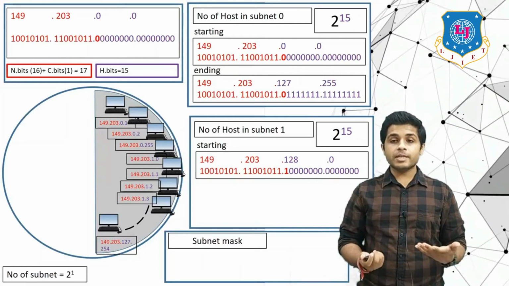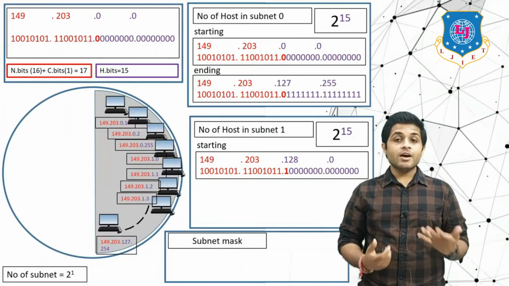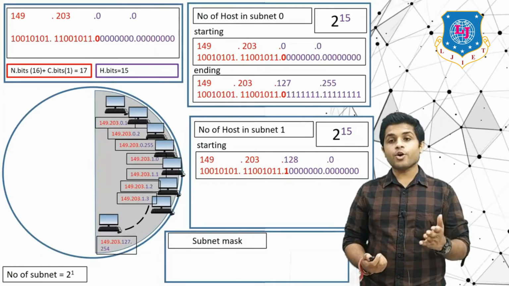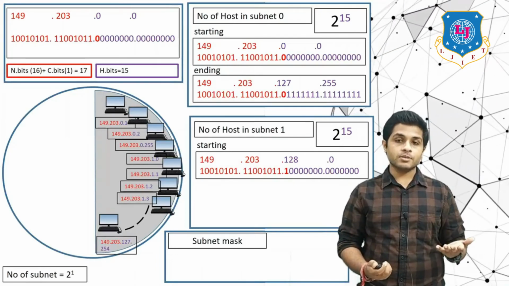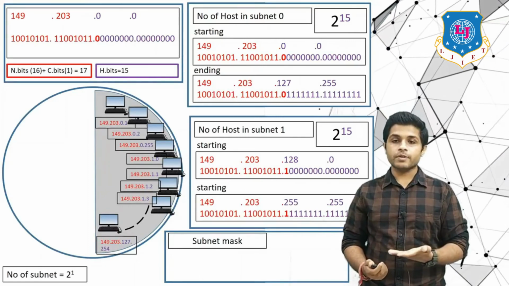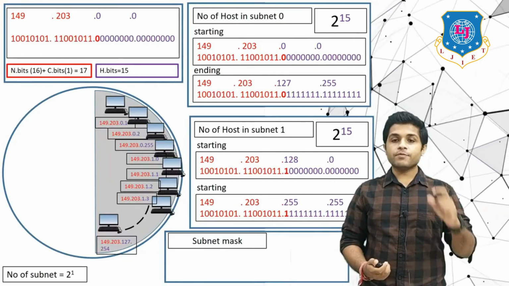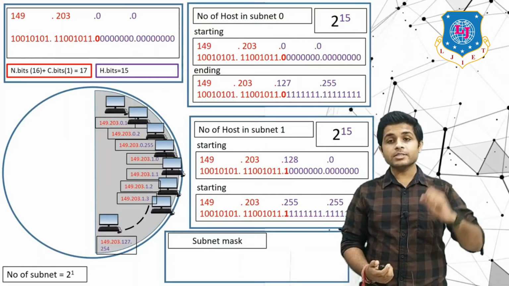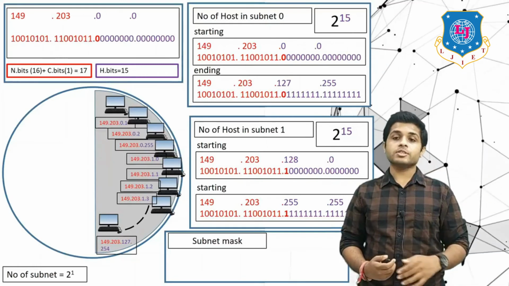How many hosts will be there in subnet 1? 2 raised to 15. Now what is the last address in subnet 1? To find the last address, we will set all the host bits to 1 and we will not change the value of the converted bit. So you will get 149.203.255.255. The first and the last address will never be used, because the first address represents the subnet address of subnet 1 and the last address is the broadcast address of subnet 1.